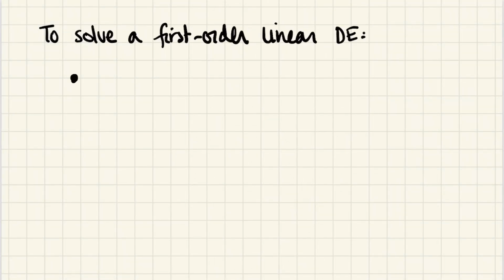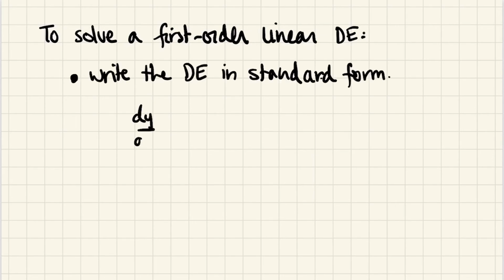All right, first write it in standard form. One of the keys to standard form is that the coefficient in front of the derivative is 1. If it's not 1, then divide everything by that coefficient.